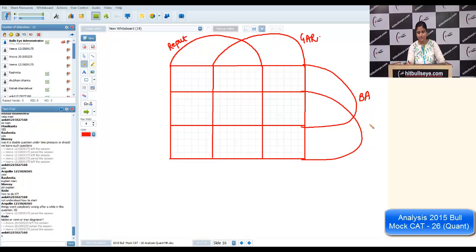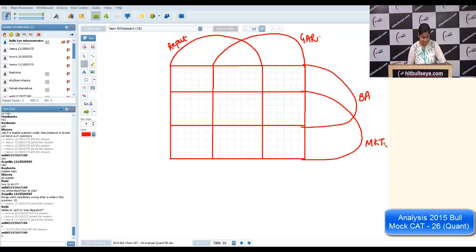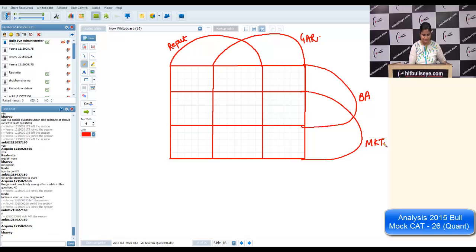Why I'm taking BA here? Because the data for BA is given in many directions. Data for BA and marketing is given. That's why I'm considering these 2 categories. These 2 words are used quite often in the directions. Otherwise, you could take BCom and accountancy, or BA and accountancy. Is it okay? Guys, please confirm. Okay. Now coming to the direction part.